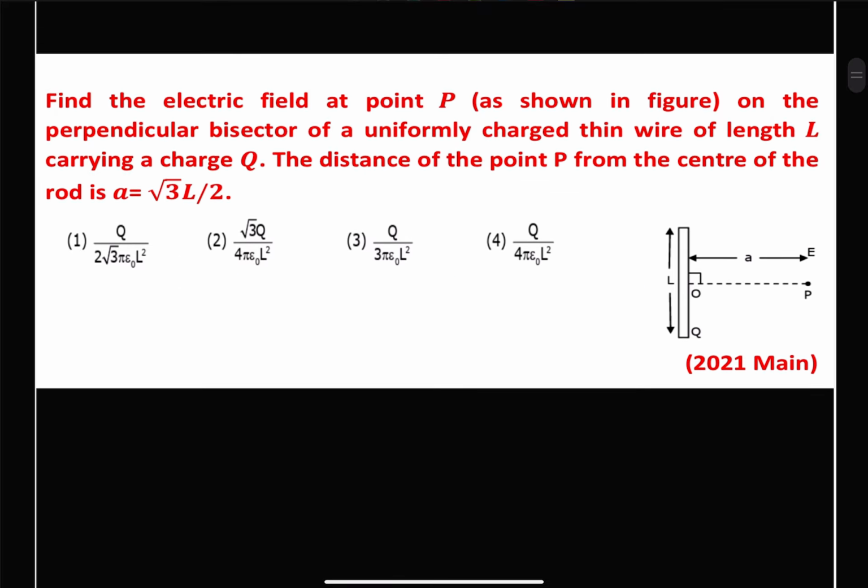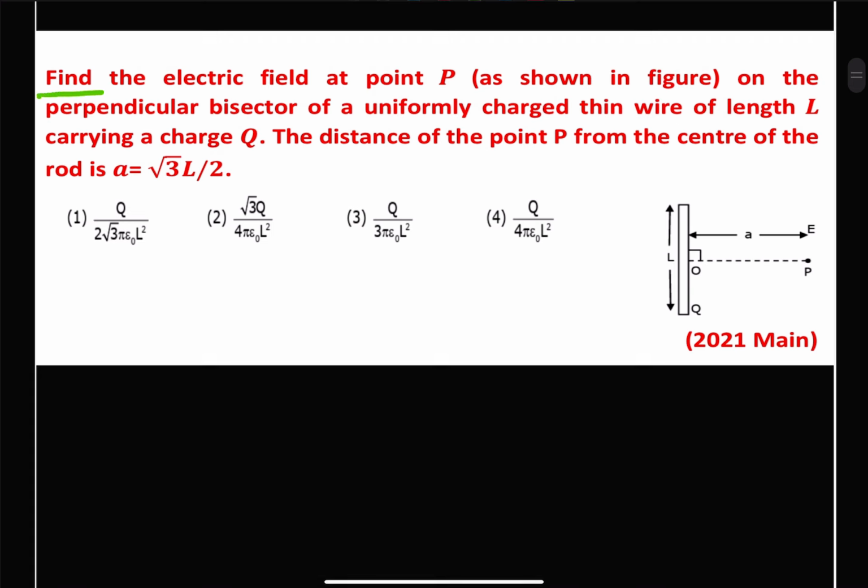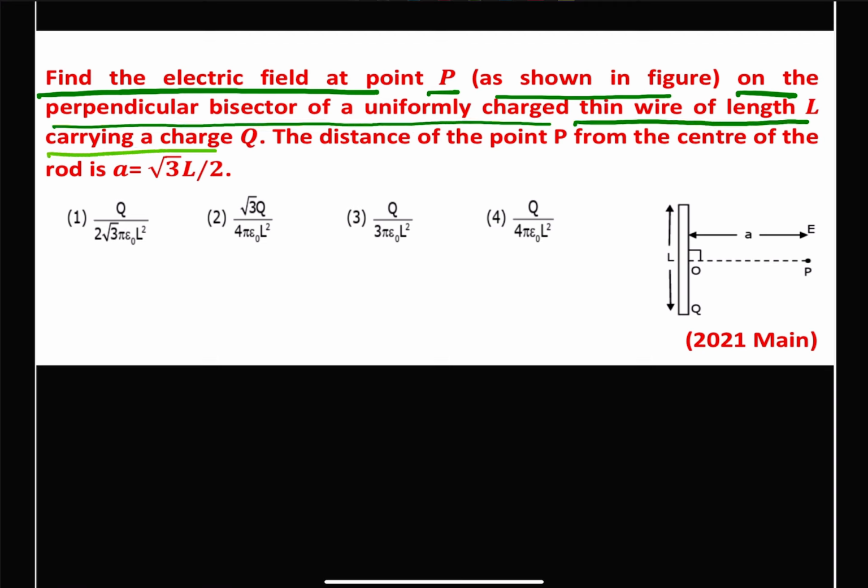We are asked to find the electric field at point P, as shown in the figure, on the perpendicular bisector of a uniformly charged thin wire of length capital L carrying a charge Q. The distance of point P from the center of the rod is A, which is given as square root of 3 times L divided by 2. So we have to find the electric field at point P. This entire rod is carrying a charge Q.